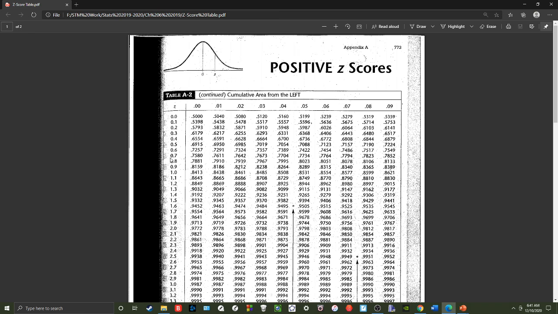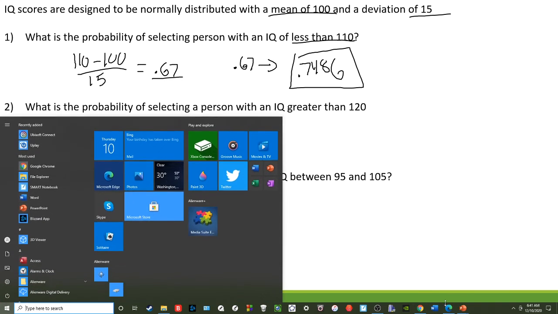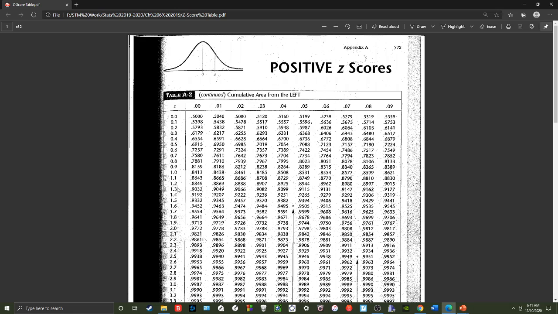Why am I looking there? A lot of you are probably screaming at me now because I made a mistake. That's 1.33, not 1.03. So 1.33 means we're right here. There we go. So 1.30, 1.31, 1.32, 1.33. There we go. So 0.9082 is that value. So that's my p-value, 0.9082.